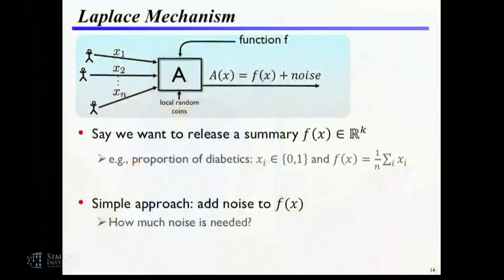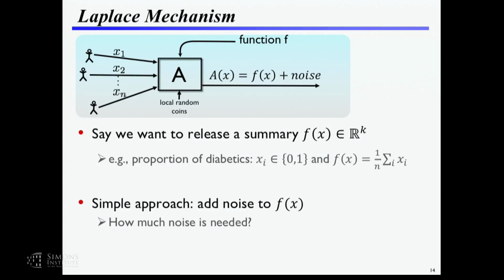Okay, so let's just look at an example of something that is differentially private, just to make everything very concrete. Suppose we've got some summary of our data set we want to release, perhaps the answer to a statistical query, but it can live in higher dimension. For example, maybe the proportion of diabetics in the data set. So now each person's data is just a bit, and the function we're interested in is the average.